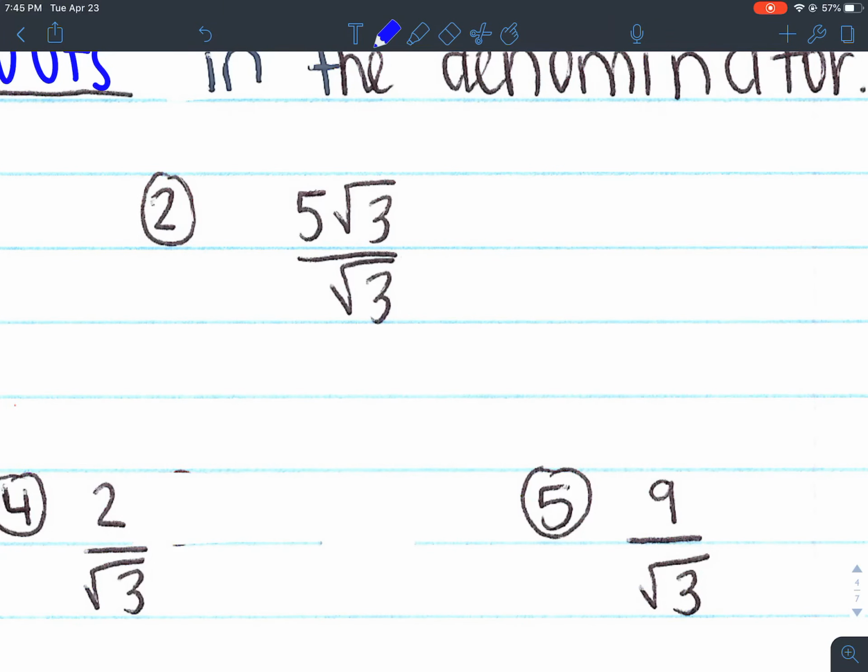All right, number 2 is actually a really easy one. It's kind of like if you had 5x divided by x, your x's would cancel and you would only have 5 left. So here I have 5 square root of 3 divided by square root of 3. The square root of 3's are going to cancel and I just have 5 left.